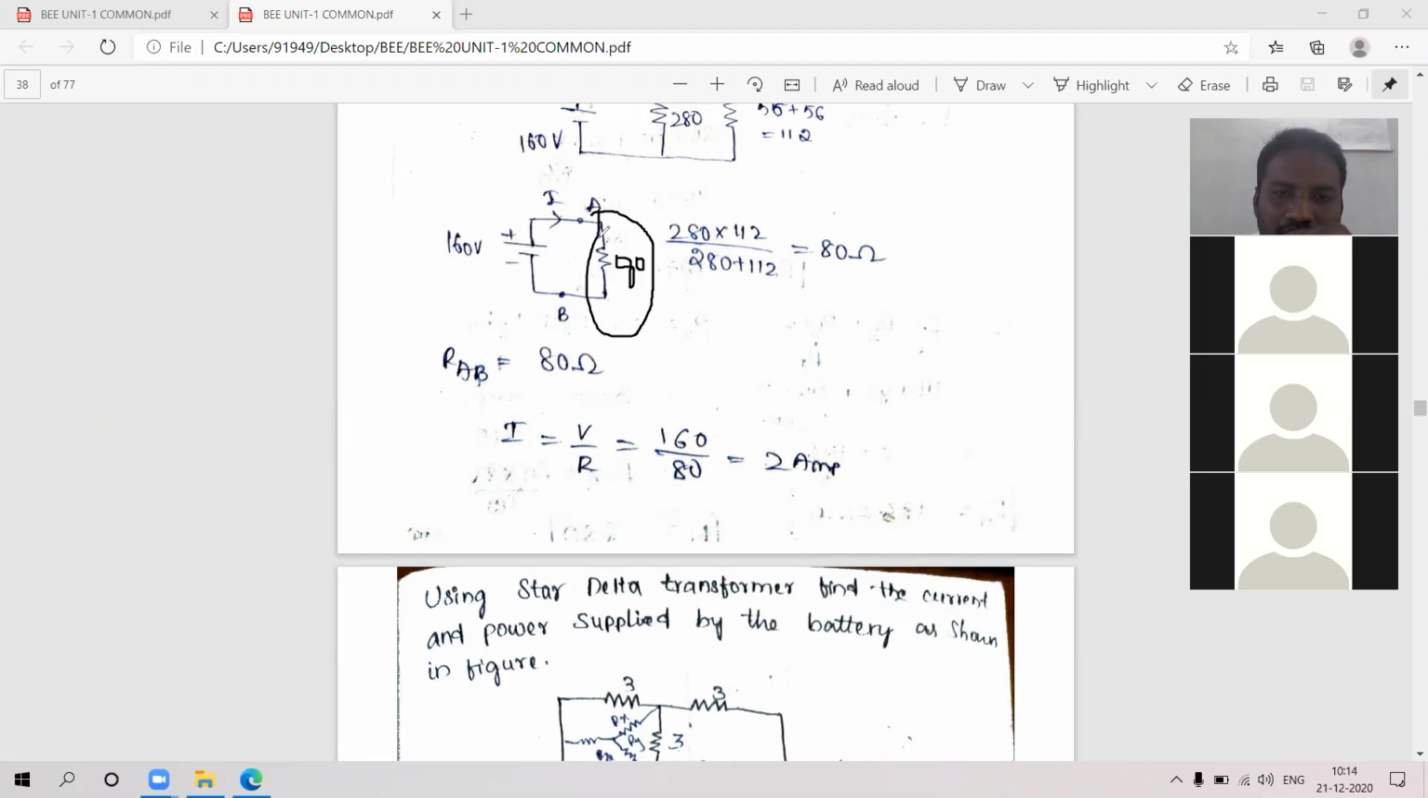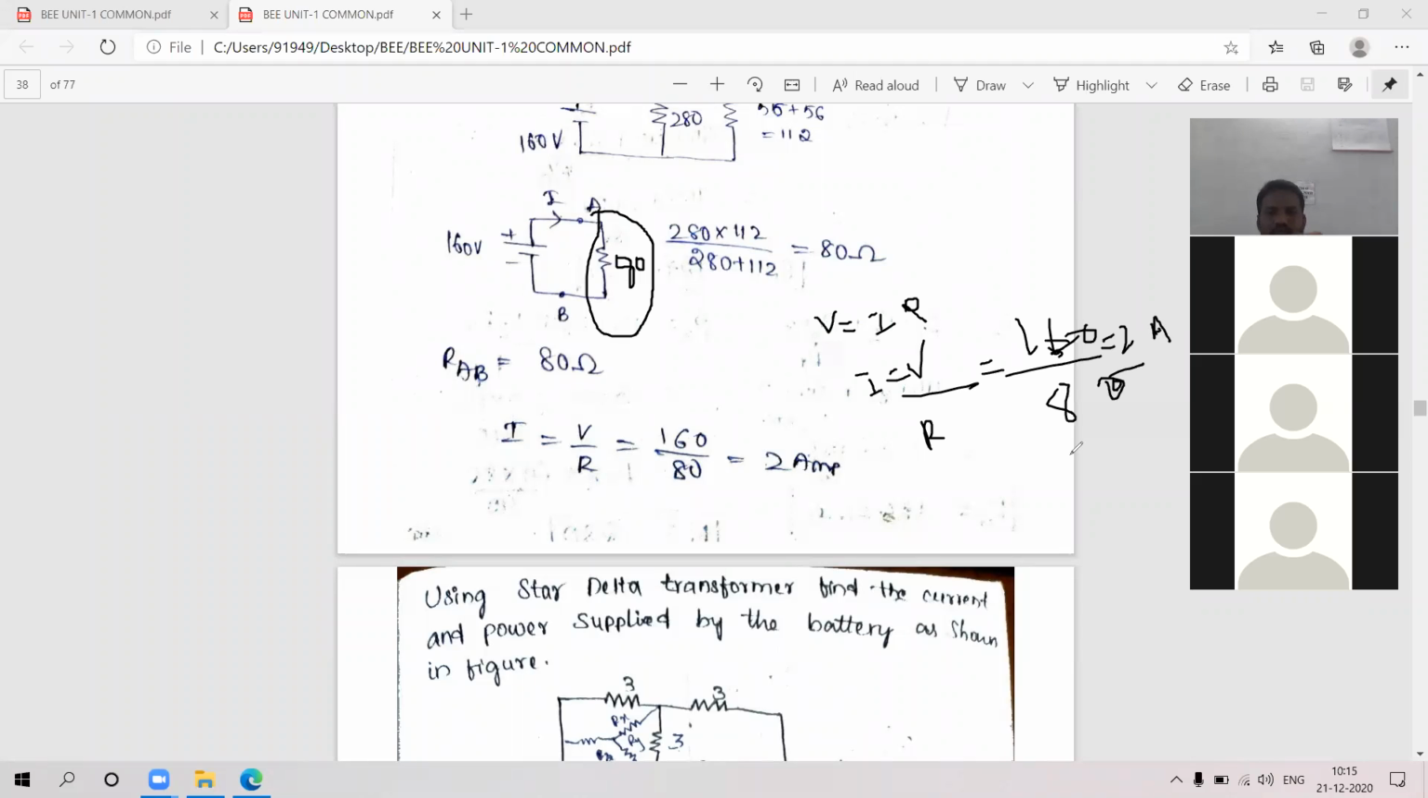Now what will be the current in this branch? Current I is equal to, we know Ohm's law, V is equal to IR. I is equal to V by R. Very simple. 160 by 80 is equal to 2 amperes. I think it is clear to all of you. Yes, sir, that is the answer you got.